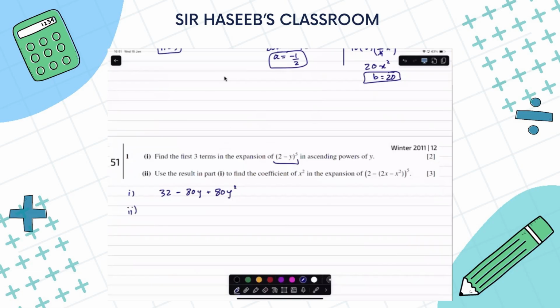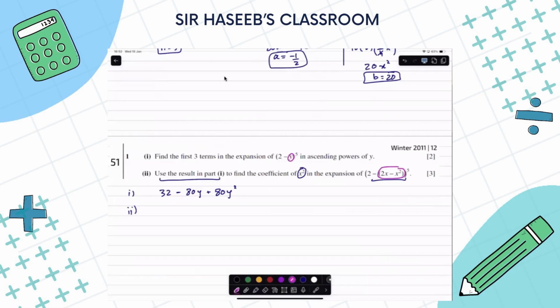Then it says use your result to part 1. Find the coefficient of x square in the expansion of this. Now if you compare this with the original one, what you're going to see is that this 2x minus x square must be equivalent to y.